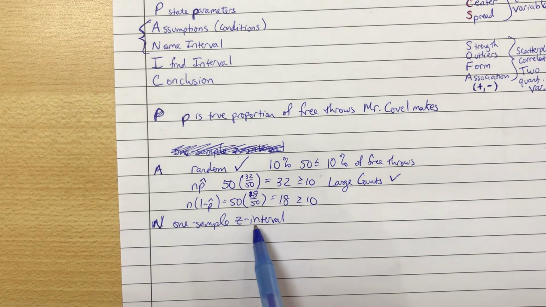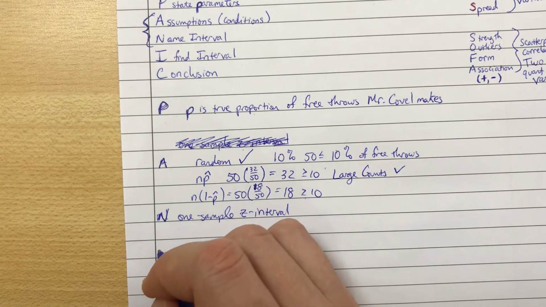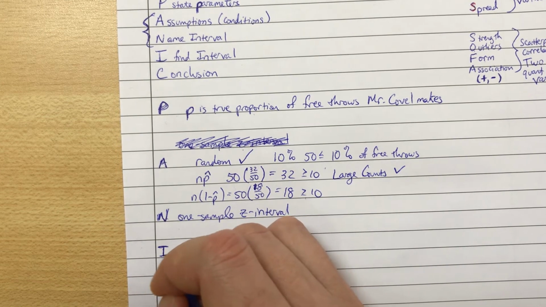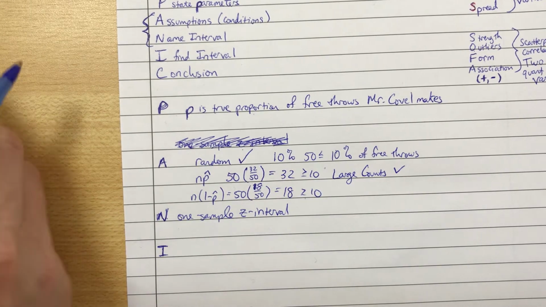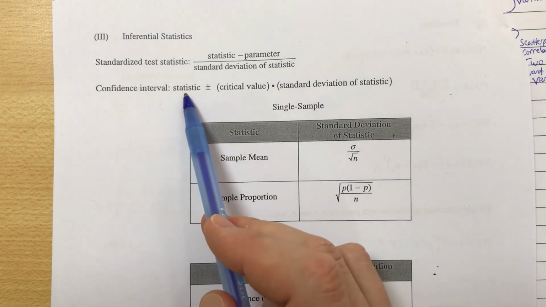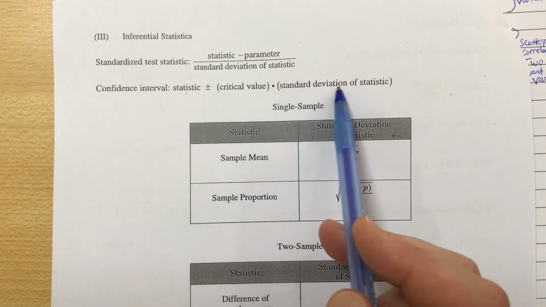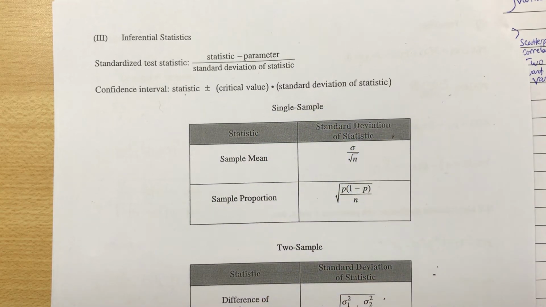Name the test: the interval is a one sample z interval. Okay, now let's figure out what the interval is. On the formula sheet, which I'm going to show you, what they give us for a confidence interval is: we take the statistic plus or minus the critical value times the standard deviation of the statistic.